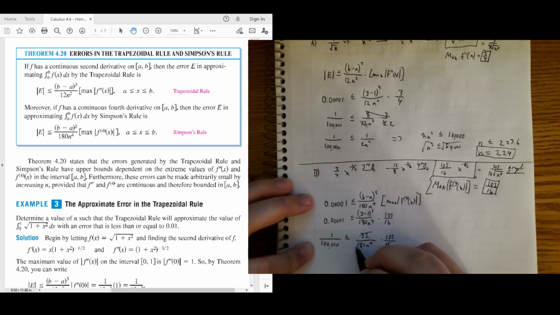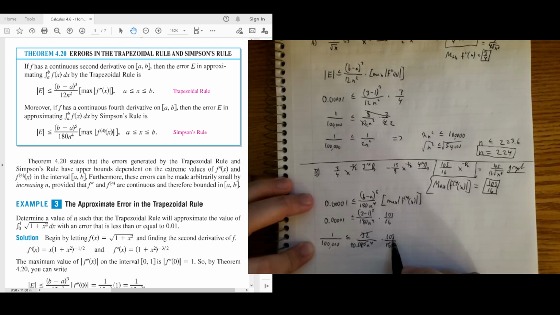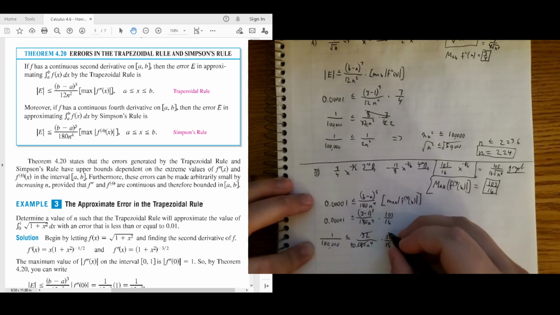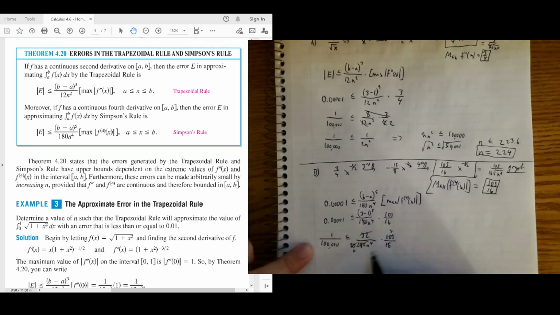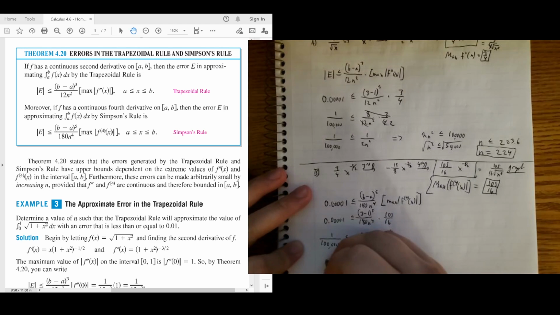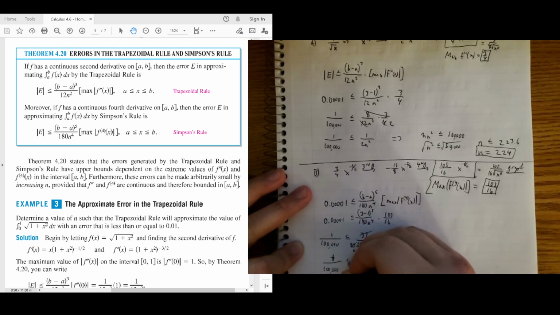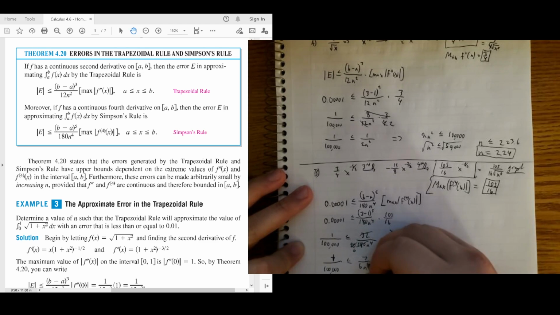The 2 and the 180 are going to cancel, leaving a 90 behind. The 90 and the 105 are going to cancel because they're multiples of 15. Let's see, if I take 15 out of this one, I would be left with 7. 15 out of the other one, I would be left with a 6. So I end up with 7 over 6, or the function 1 over 100,000 is less than or equal to 7 over 6n to the fourth.